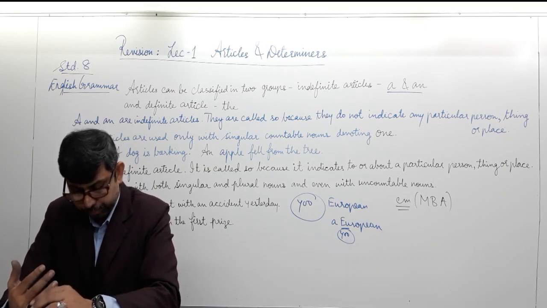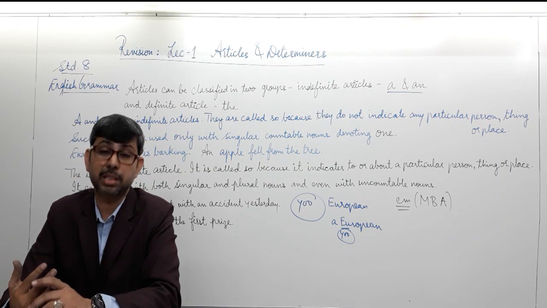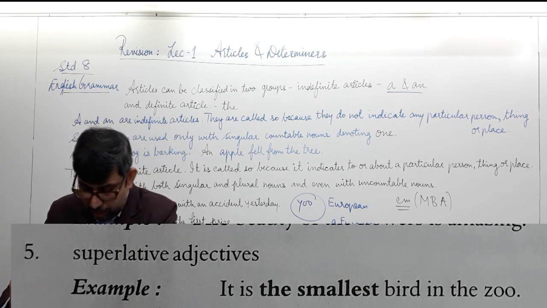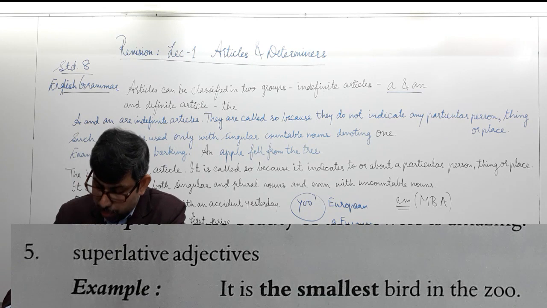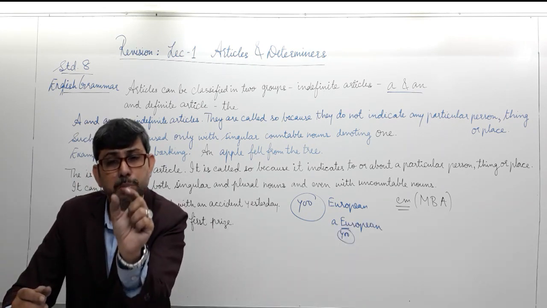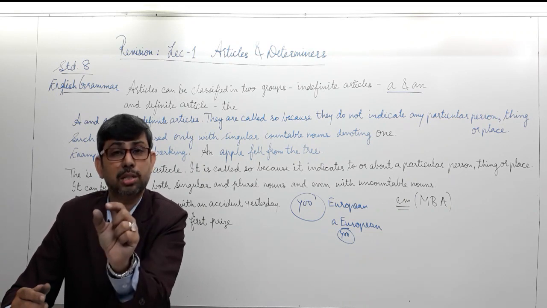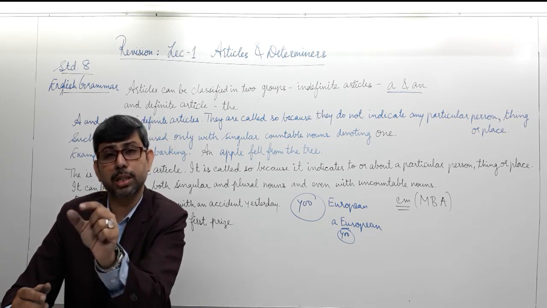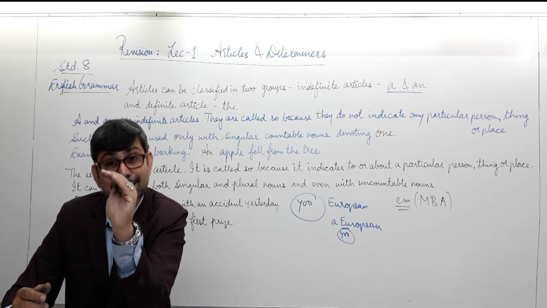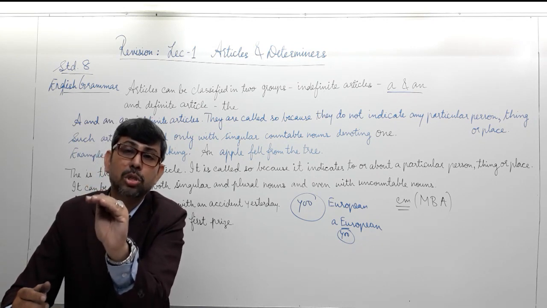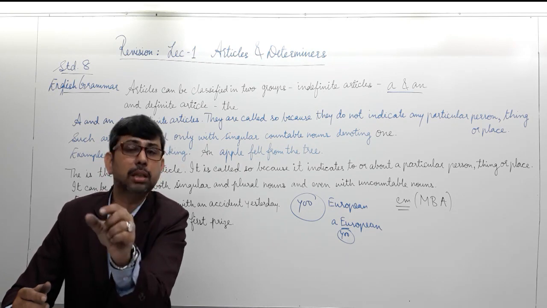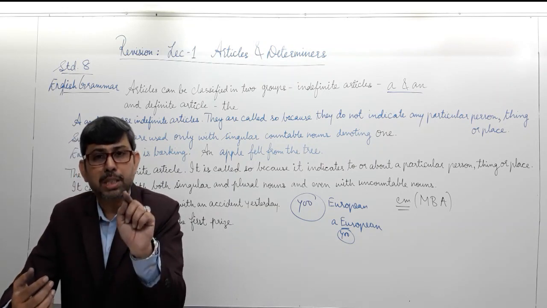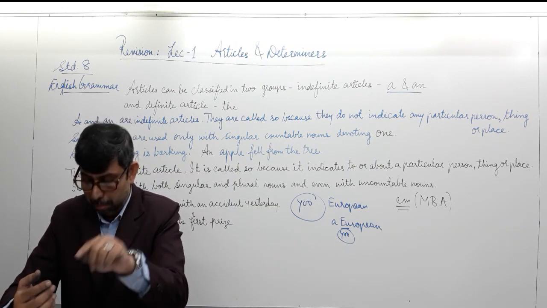Moving ahead to the next one. When you talk about superlatives, yes, the superlative degree of adjective. We learned about this earlier. For example, it is the smallest bird in the zoo. When you're talking about the smallest bird that you have seen in the zoo, the word smallest was framed out of the word small. Small, smaller, smallest. The highest degree, the superlative degree. It is necessary to use the article the before the superlative degree of the adjective whenever you use it in a sentence. Therefore, here in this sentence, it is the smallest bird in the zoo, emphasizing the word the smallest. Keep this in mind.